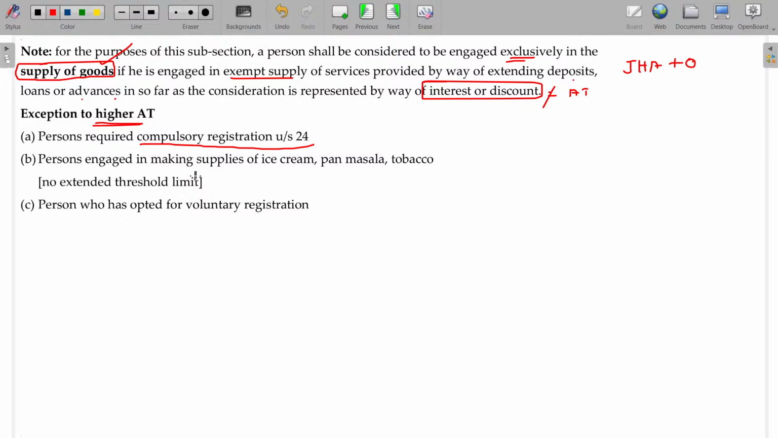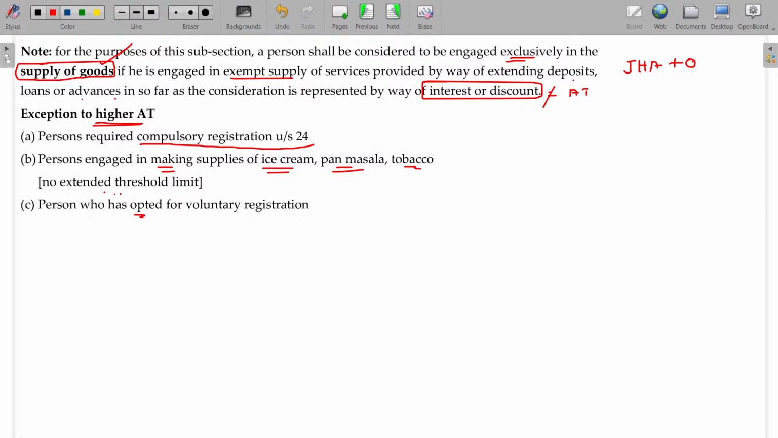And a person engaged in making supplies of ice cream, pan masala, tobacco. It's not manufacturing, it's engaged in making supplies of these three. No extended threshold. So here this extended threshold limit will not be applicable. 40 lakhs will not be there. Only 20 lakhs is applicable.